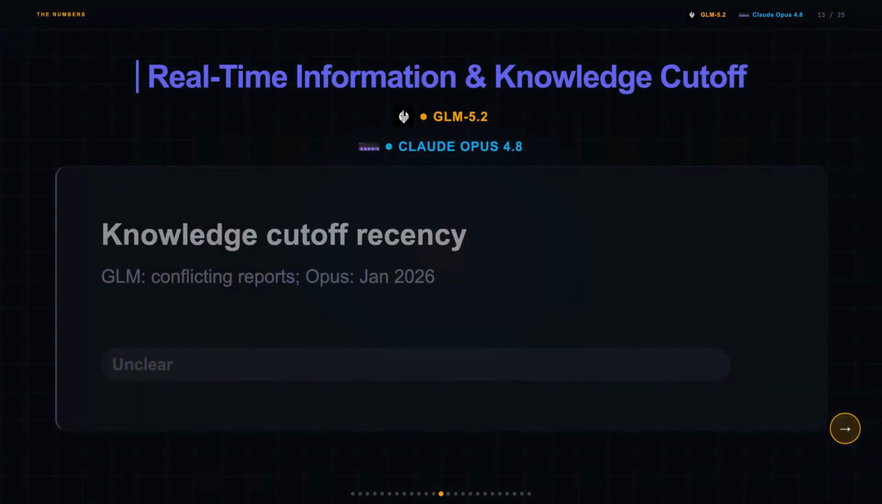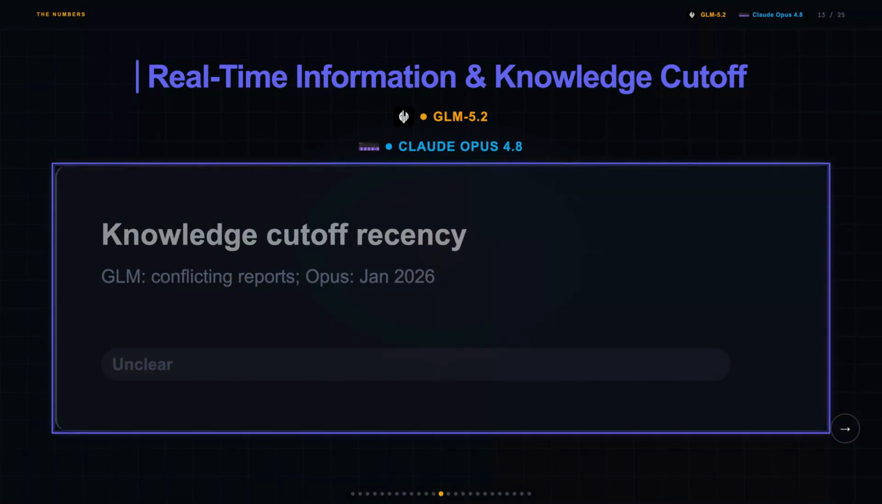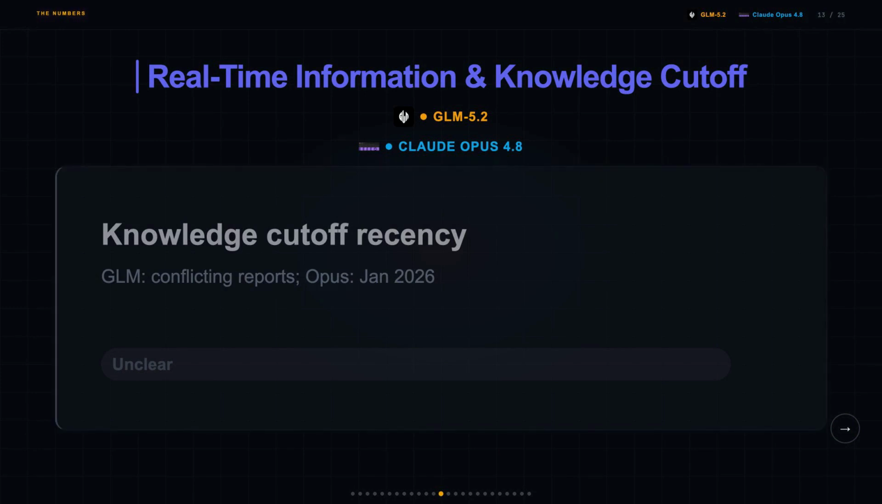What surprised me here is that neither model actually has real-time access. Claude Opus 4.8 has a clean January 2026 cutoff, which is at least clear. But GLM 5.2's cutoff is a mess with conflicting reports saying either November 2025 or March 2026, so the on-screen cards show a known date for Opus and a question mark for GLM.